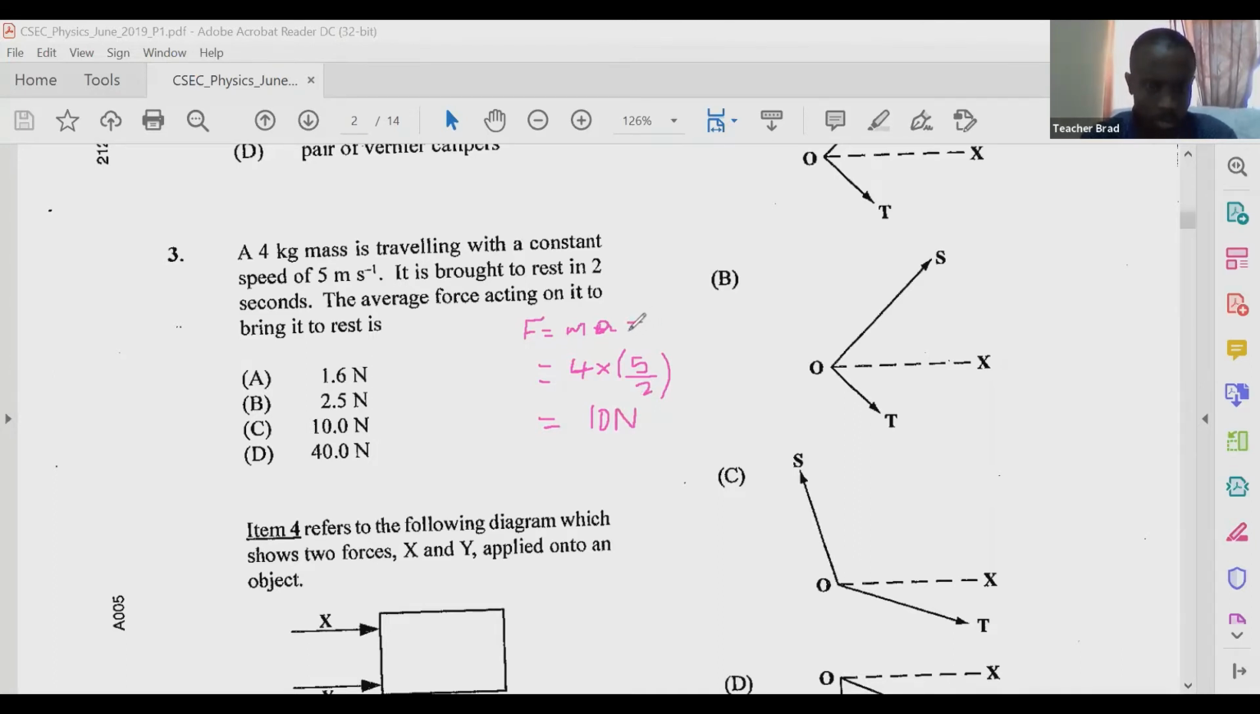So again, pretty straightforward. In this case, the answer would have been C as in cat. And that would have been the force needed to bring it to rest. All right, we move to question 4.